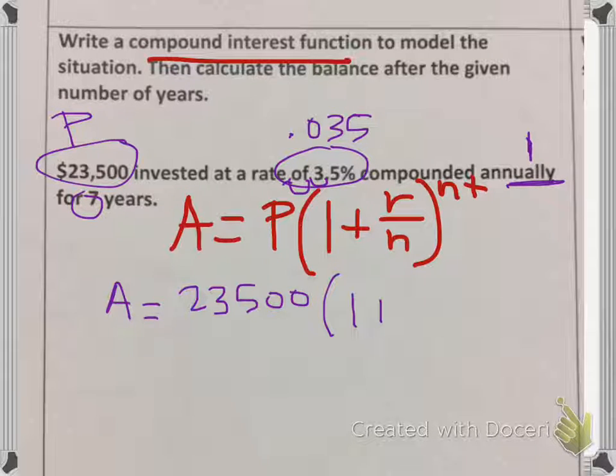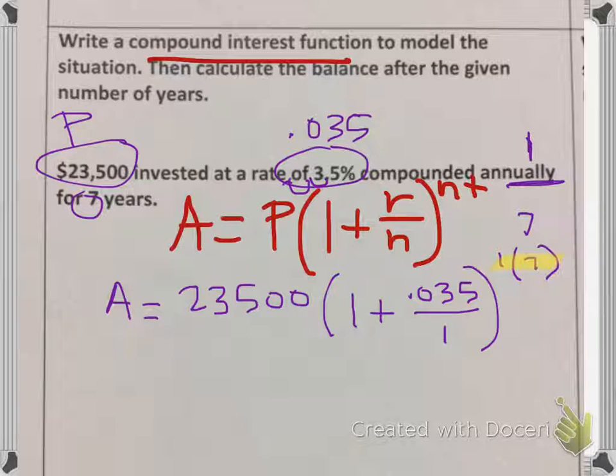Then 1 plus the interest rate over the number of times per year the interest is paid, which is once, and then to the n power, which is 1, times the number of years, which is 7. So you can put this in your calculator that exact way. The only thing that I would do is, instead of writing this on my calculator, I would just multiply that out, which is 7, and I would just put 7 in my calculator right there instead.